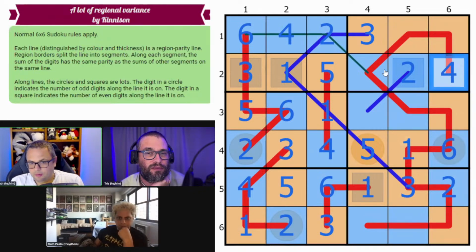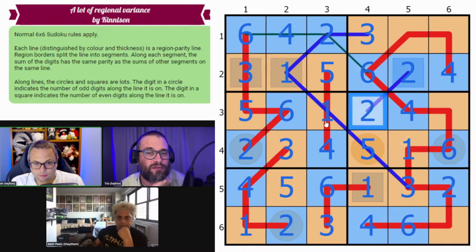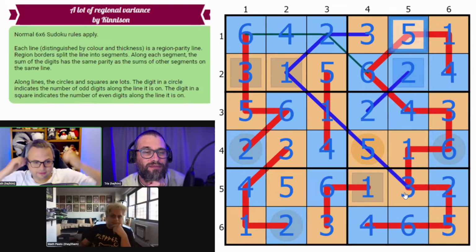And so now we hopefully can fill in the digits. Let's see. So that is a 4 and a 6 and a 4 and a 2 and a 3 and a 5 and a 1 and a 5. There we go. Very nice.